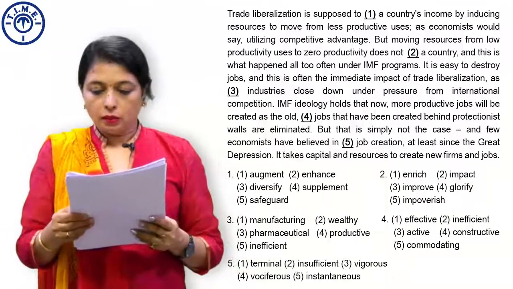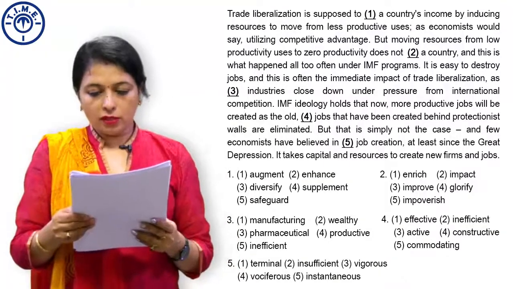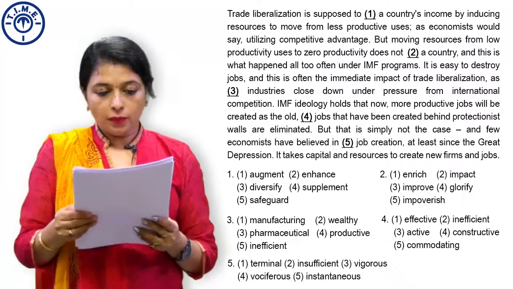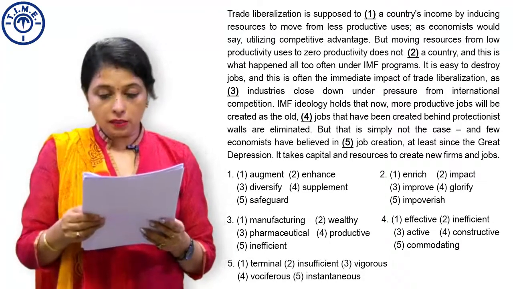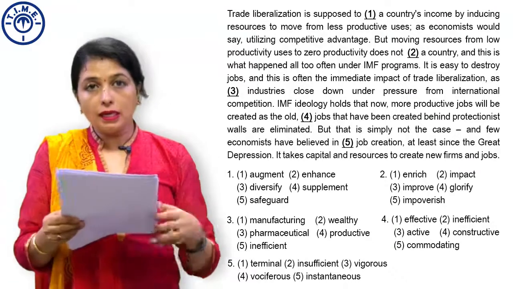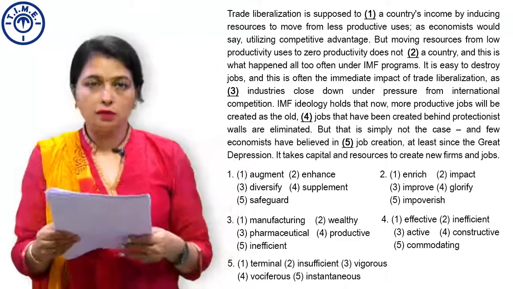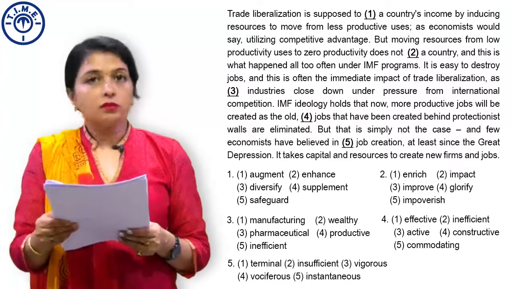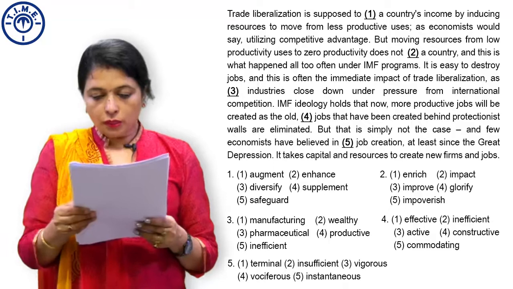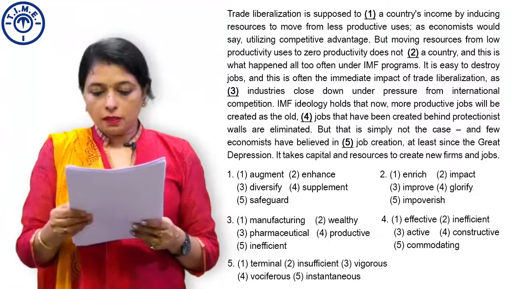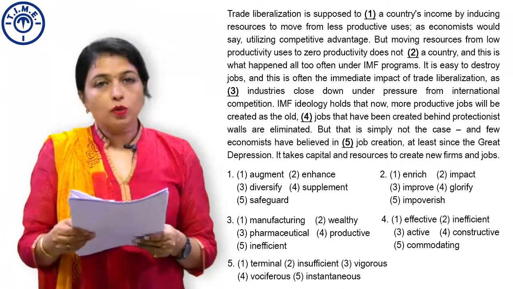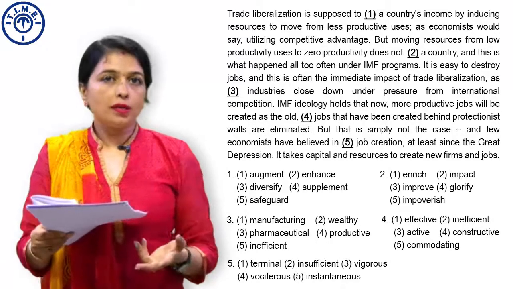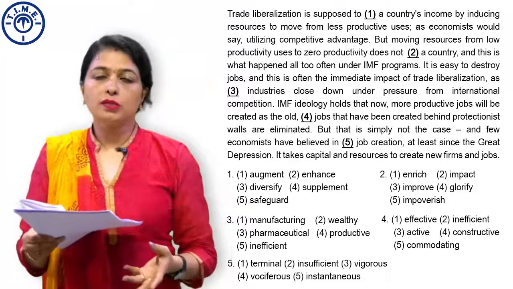and so by this rule we have to eliminate option 1. Now, 3 says diversify. Trade liberalization is supposed to diversify a country's income. Now, something can enhance or improve or increase a country's income, it cannot diversify. So, therefore, even option 3 is not suitable. For the same reason, we cannot supplement or safeguard a country's income as a whole. Therefore, we understand they are absurd words, irrelevant words and not suitable.